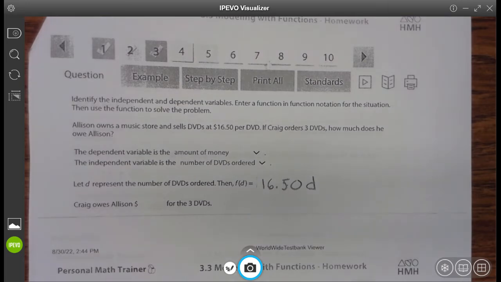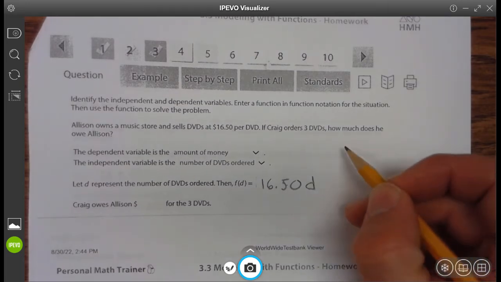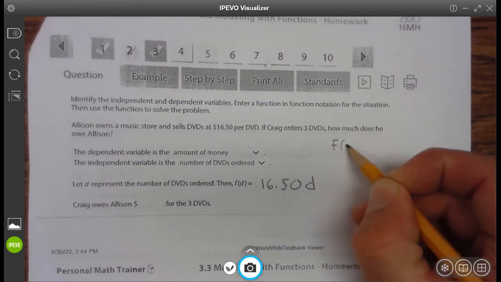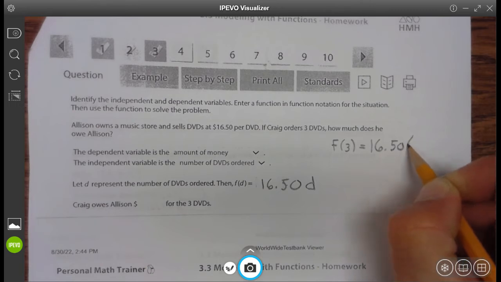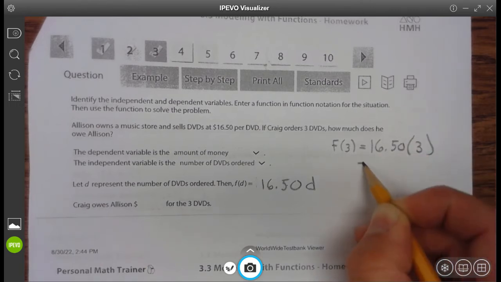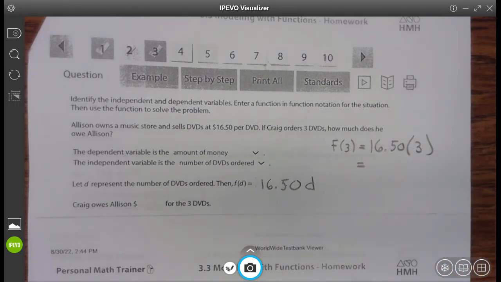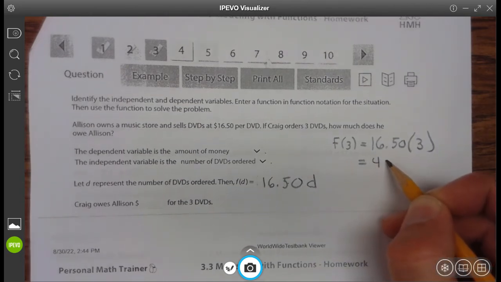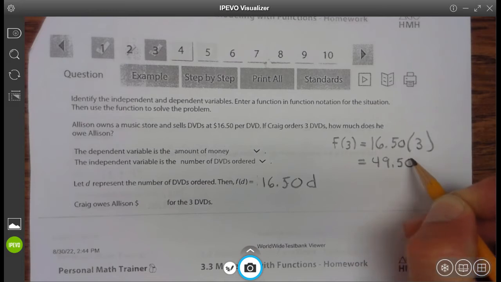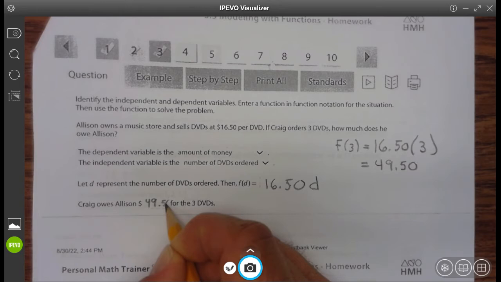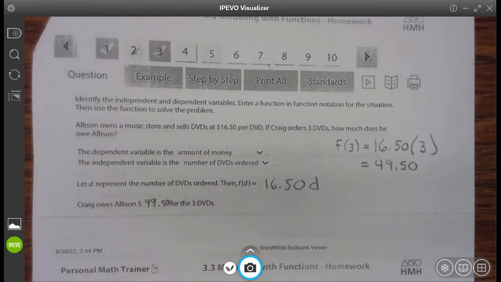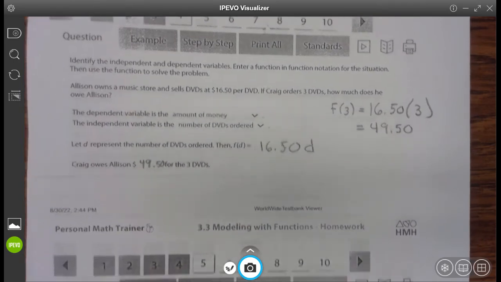So Craig owes Allison for 3 DVDs. So to find it out, we do f of 3 equals 16.50 times 3, which is $49.50. So Craig owes Allison $49.50 for 3 DVDs. All right, let's go and take a look at the next example.